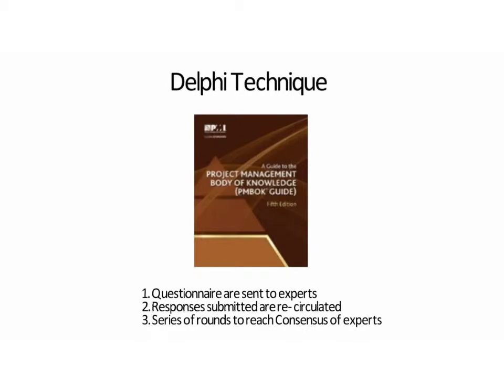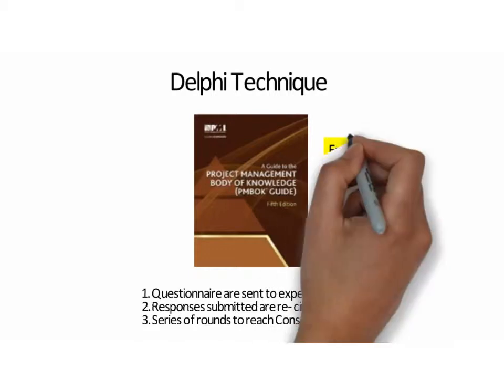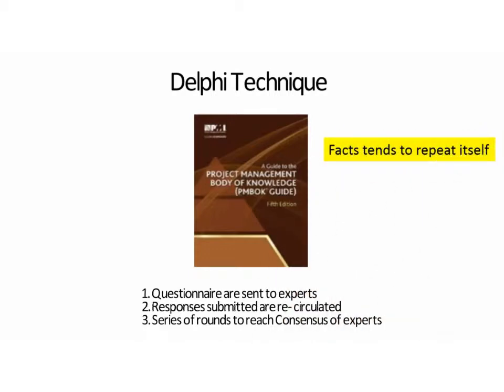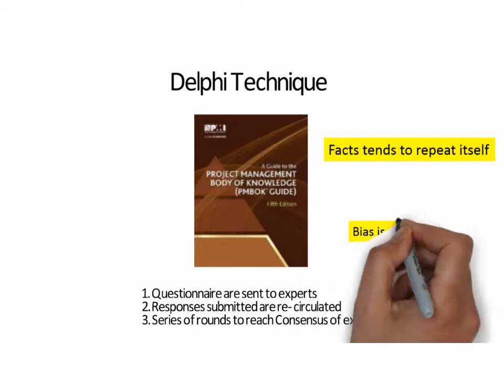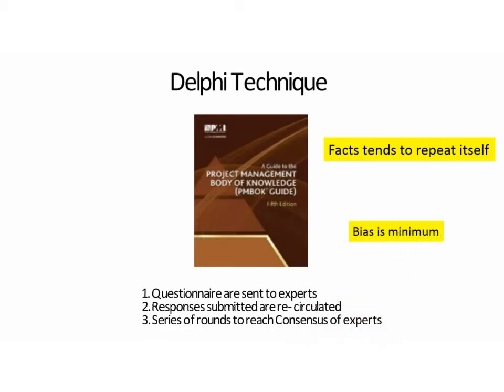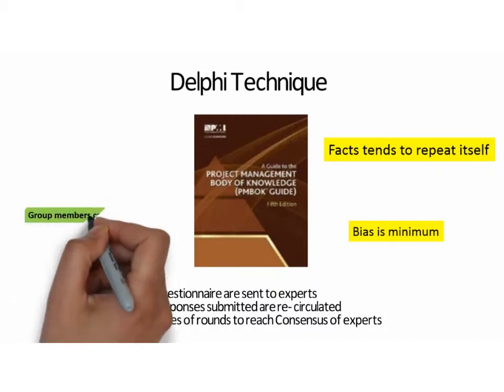What principle works behind Delphi technique? The principle which works behind is facts repeat itself. What are the advantages of Delphi technique? Bias is minimum. And what are the disadvantages? Group members cannot interact.